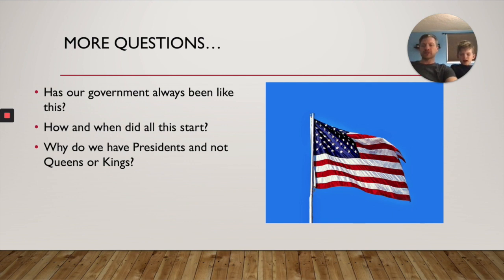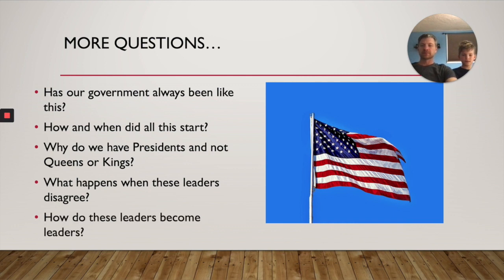Other countries have kings or queens. You want to read it? What happens when these leaders disagree? Interesting. How do these leaders become leaders? Another interesting question, right? All right, so 4th and 5th graders, there will be an exit ticket relating to this, and there will be a spot in there to type in your wonders. And hopefully in the next few weeks, we can answer some of your wonders and some of the wonders that are here, because there are answers to these questions, and we just don't have enough time in this video to answer all of them.